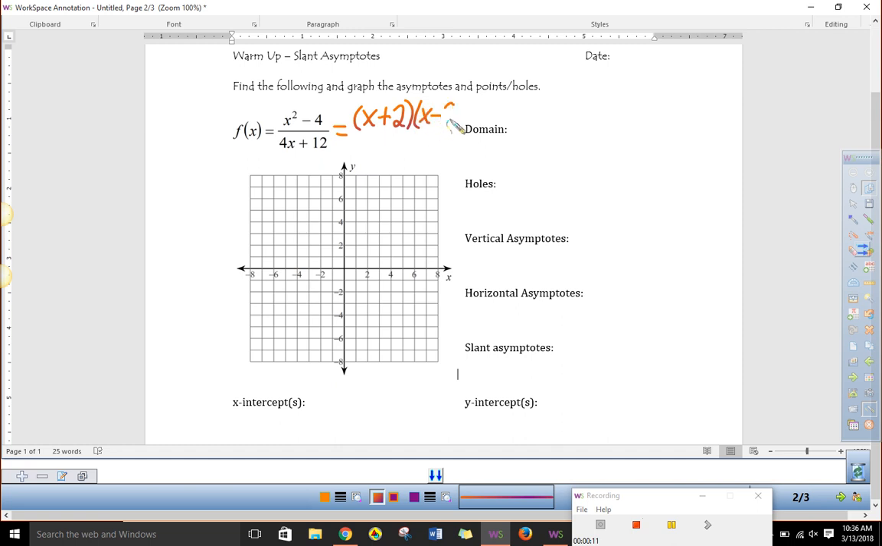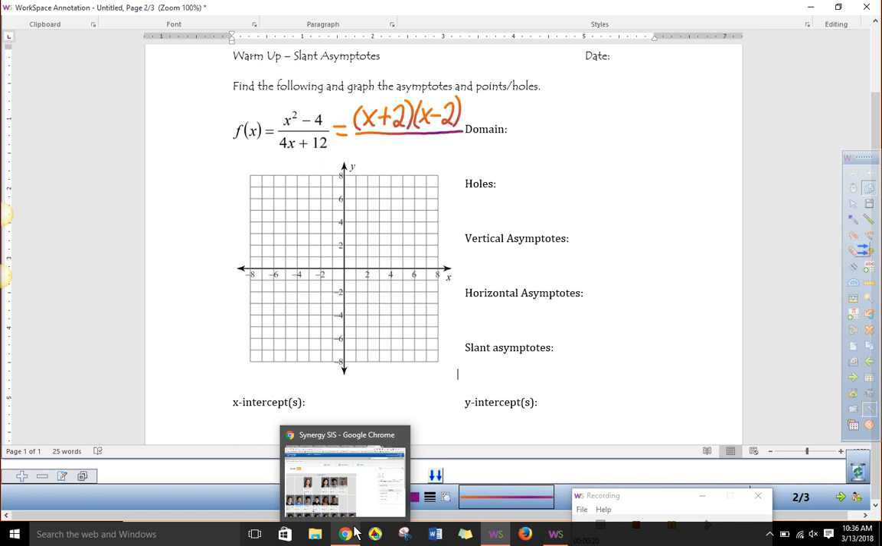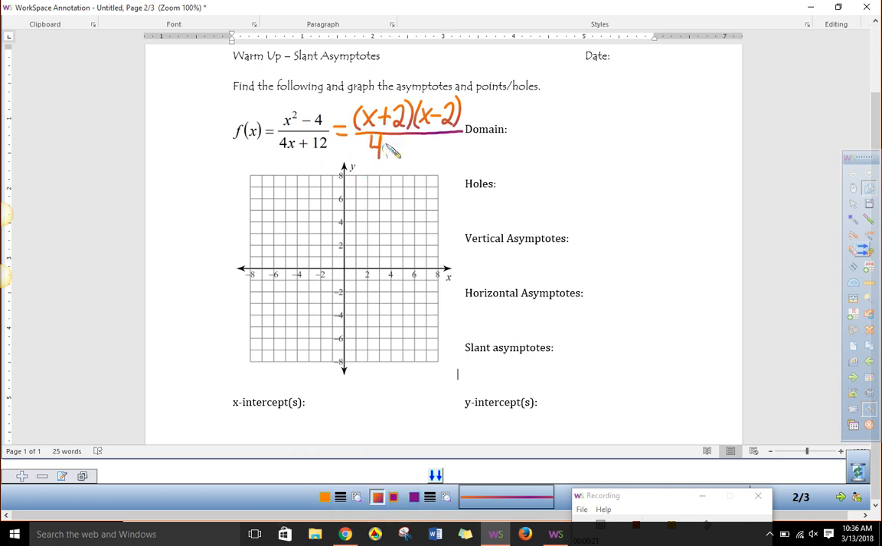Conjugate. Beautiful. And on the bottom, you can take the 4 out. Good, that's the greatest common factor. What does that leave me with? X plus 3. I'm on a roll. Like butter on a roll. Alright? So what is your domain? X cannot equal negative 3.